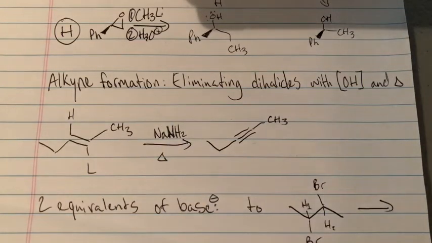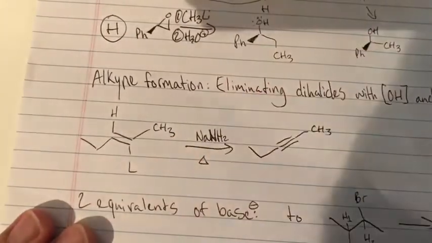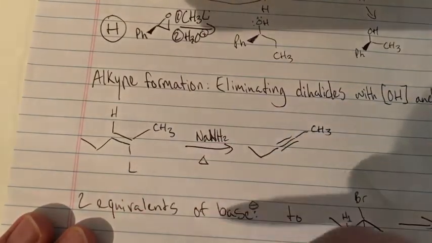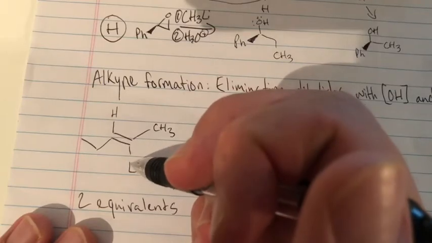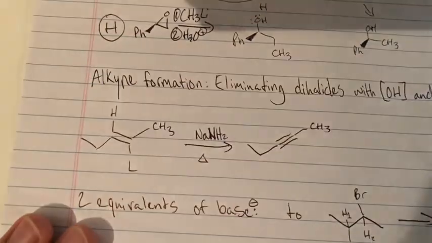Alkyne formation, so eliminating dihalides with concentrated base and high heat. So remember that under high heat and high base concentration, you're going to force some kind of an elimination reaction, whether it be unimolecular or bimolecular. Depends on how there's a rotation and if there's that alpha carbon that's accessible. Now, in this particular case, that hydrogen cannot be cis with respect to where the leaving group is. It has to be trans.